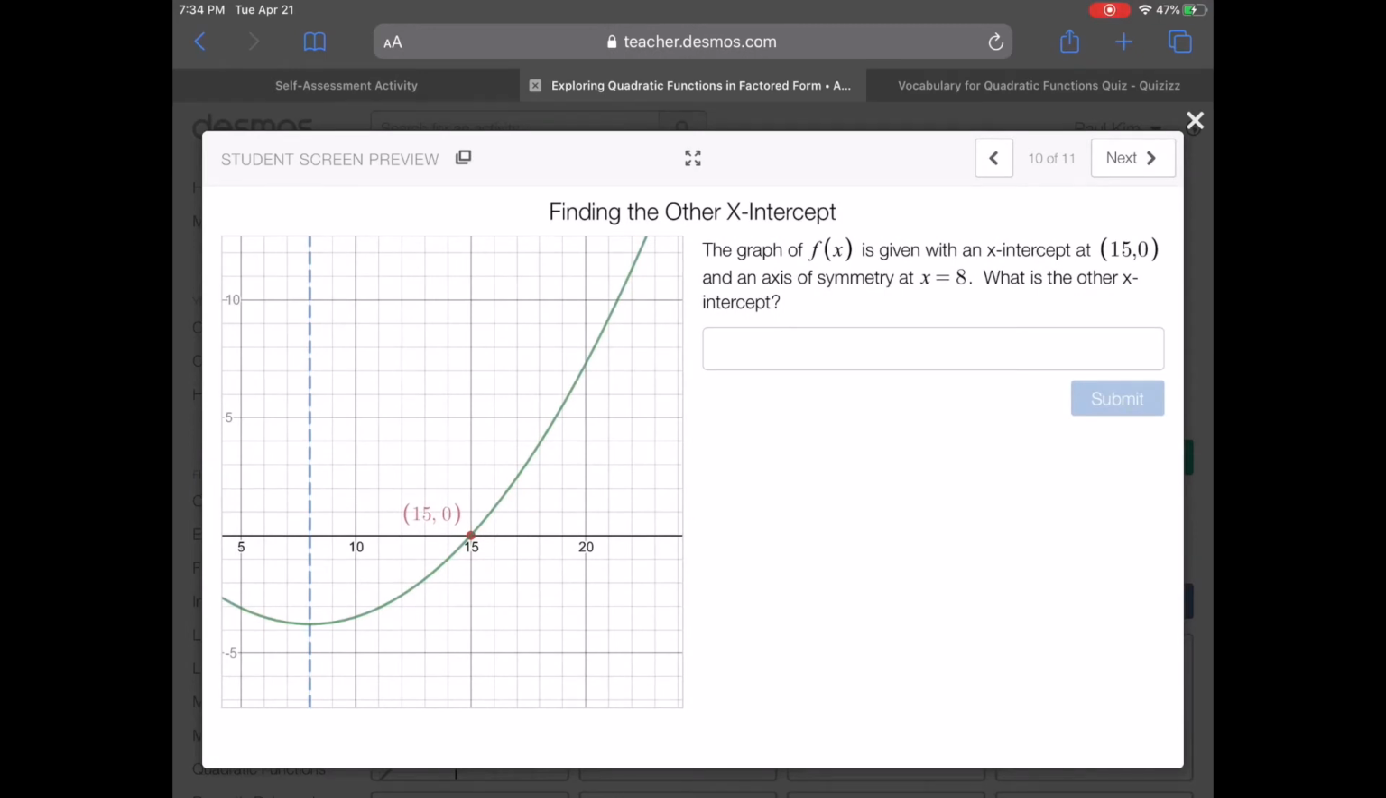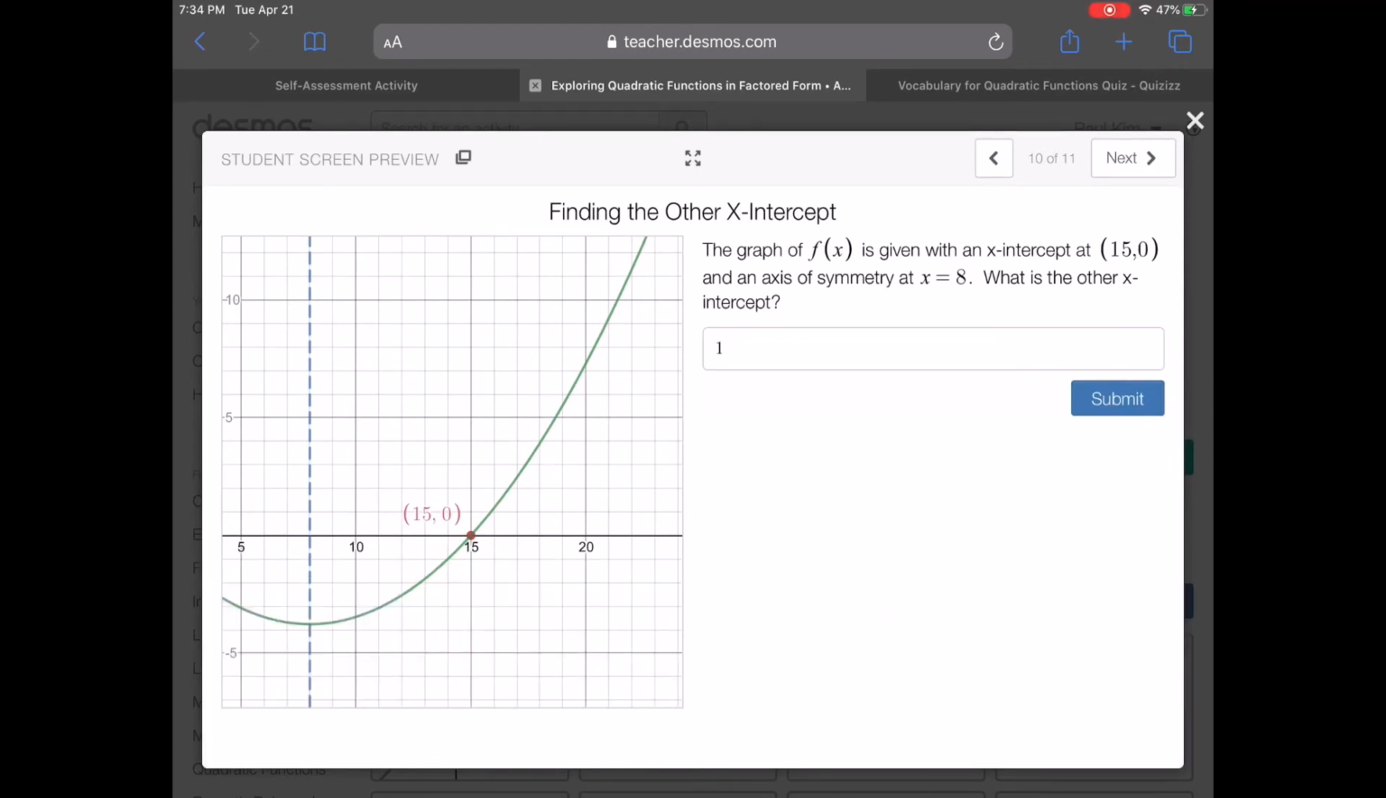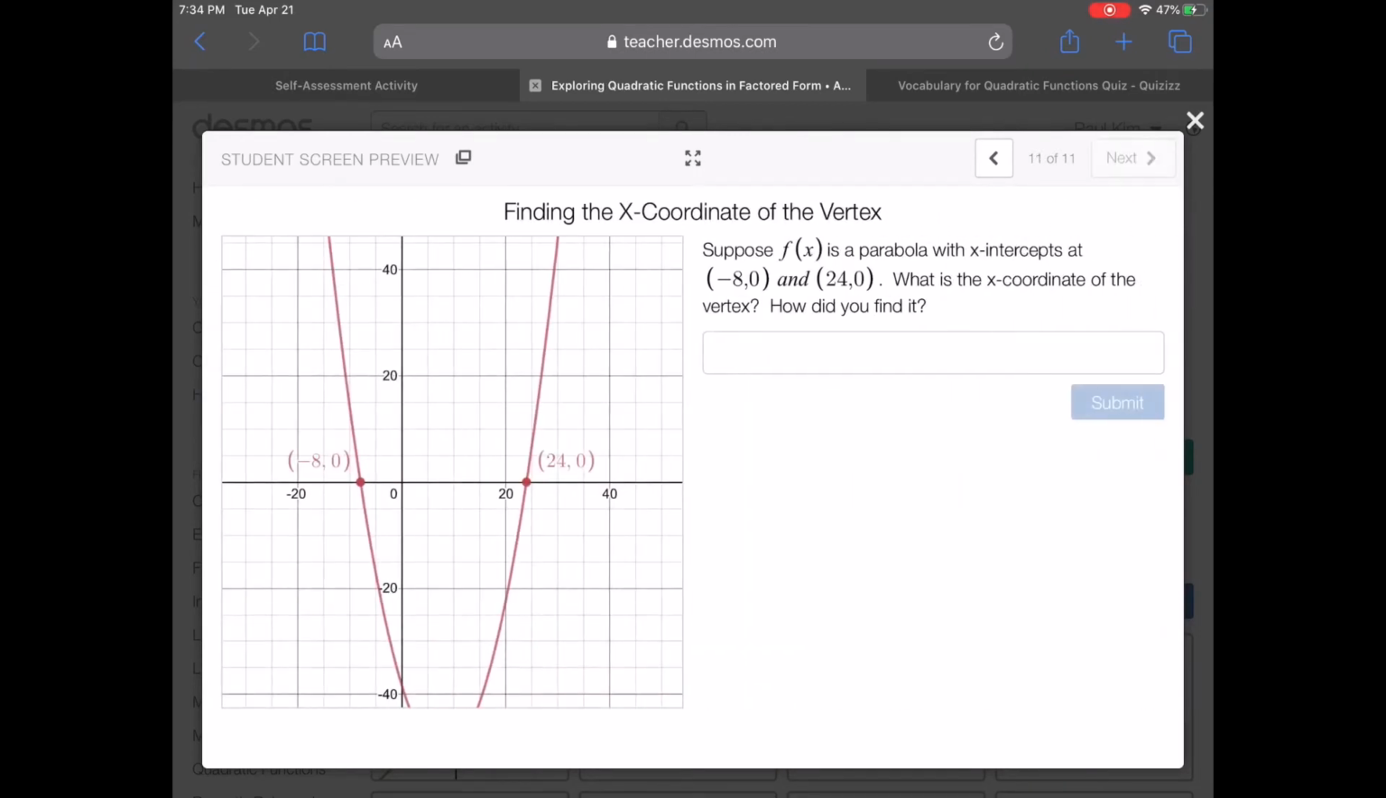So here the graph of f of x is given with an x-intercept at 15, 0, and an axis of symmetry at x equals 8. What is the other x-intercept? So if I know my axis of symmetry is at x equals 8, and the x-intercept is 7 units to the right of it, I know that my vertex is in between the x-intercepts. So that tells me that the other one is probably going to be at 1, right? 7 units to the left of 8. Always remember the vertex is right in between the two x-intercept values.